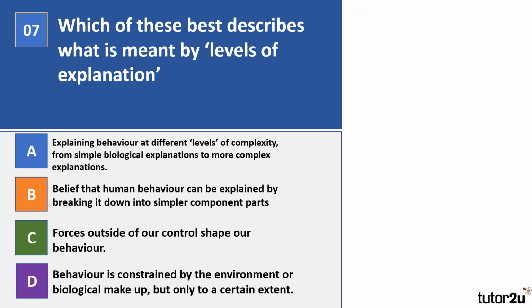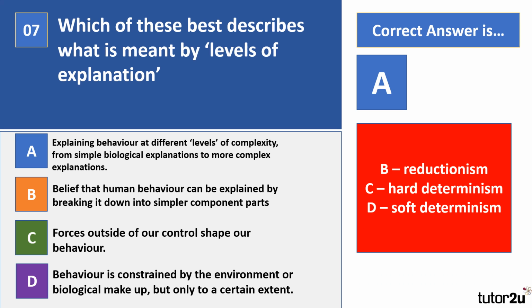7. Which of these best describes what is meant by levels of explanation? Take your time, have a read through, pause the video. Okay, now your correct answer here is A. Let's just run through what else we've got there. We've got B is reductionism, C is hard determinism, and D is soft determinism.